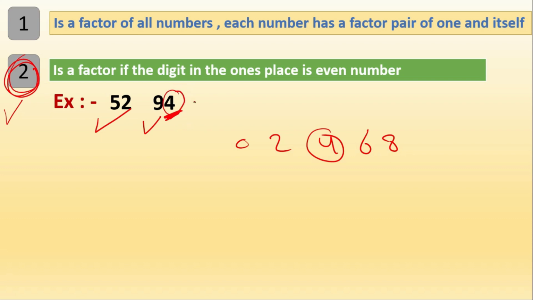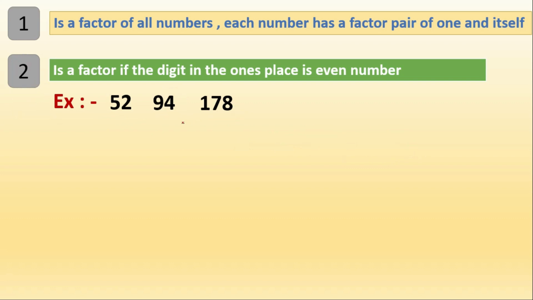Okay, another example, 178, which is the ones place? 8 in ones place. So 8, even or odd? Even. So 178 has factor 2. Okay, the 2 will also be a factor of 178 because ones place is an even number. Got it?